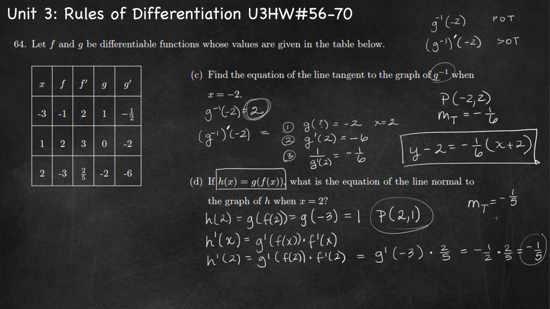We're asked to find the equation of the line normal. So the slope of the normal line would have the opposite reciprocal slope, so +5. Okay, so we're not going to use the slope of the tangent line. We'll use the slope of the normal line to write our equation. Then our equation: y minus 1 equals 5 times x minus 2.